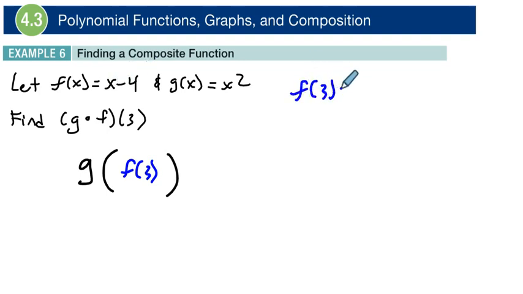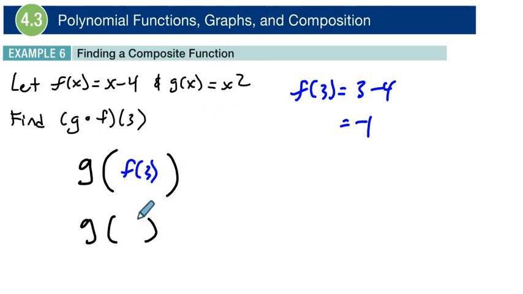What is f of 3? F of 3 means 3 minus 4, right? I replace my x's with 3, and I get -1, which is cool because that means this whole thing right here, f of 3, is actually just -1.